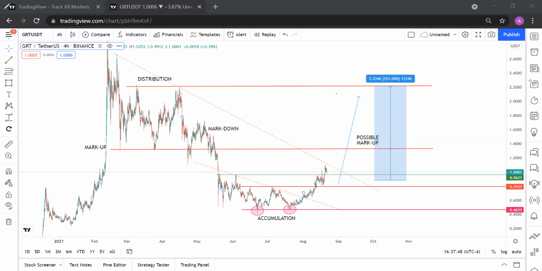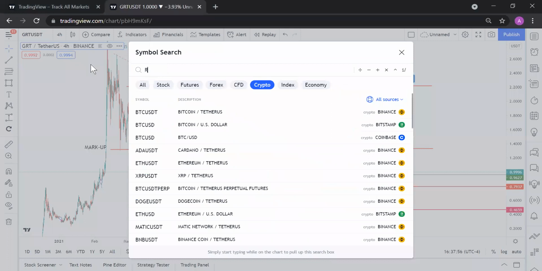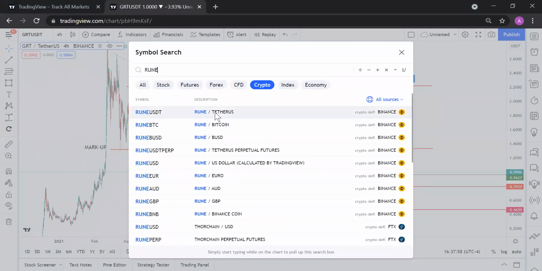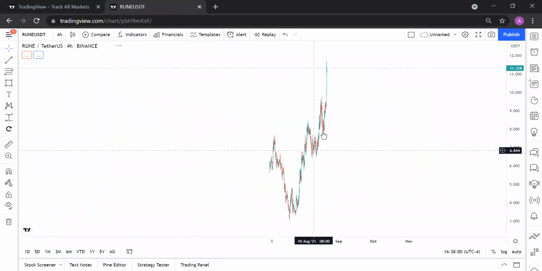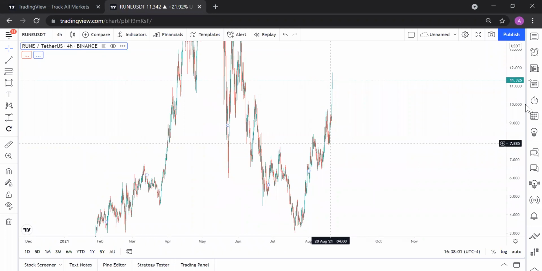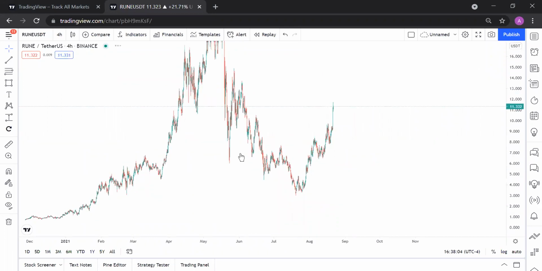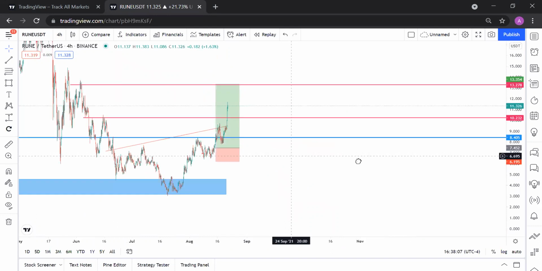So the last coin we're actually going to check, but not the least, is Rune. That is the last we're checking for today. I actually sent this signal also. I sent it for Rune. Yeah, you can see it.